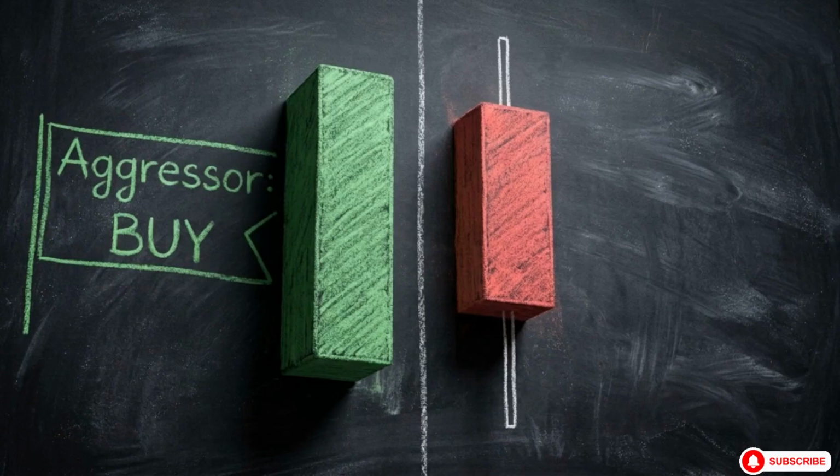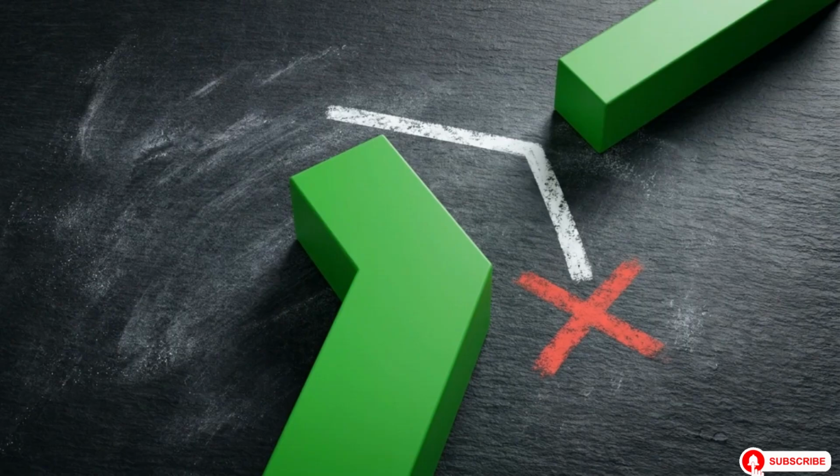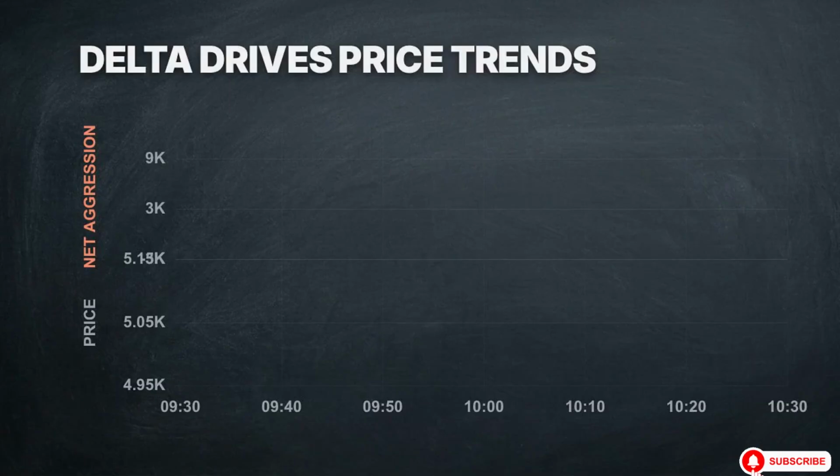The tape flag tells you who is pushing. It completely fails to tell you if that push is actually working. Blindly joining visible aggression without checking how the price responds is the primary reason retail breakouts fail at exactly the wrong moment. To see absorption clearly, we use a tool called cumulative delta.